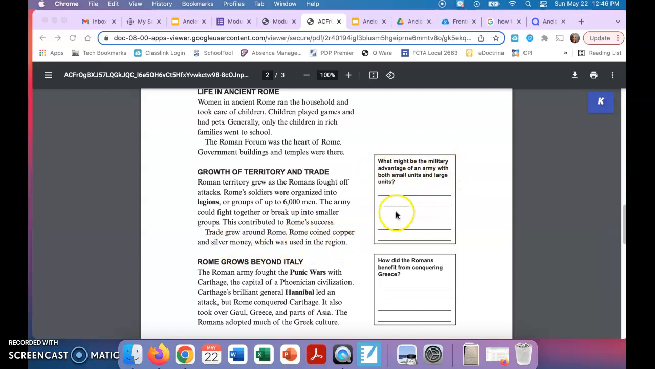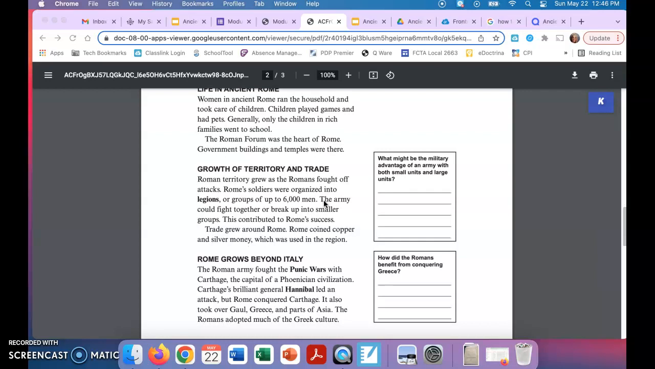Again, what might be the advantage of an army with both small and large units? The answer is not going to be right here for you. You have to use what you know and what you're thinking about for this question. What would be the advantage of having small groups and large groups in an army?